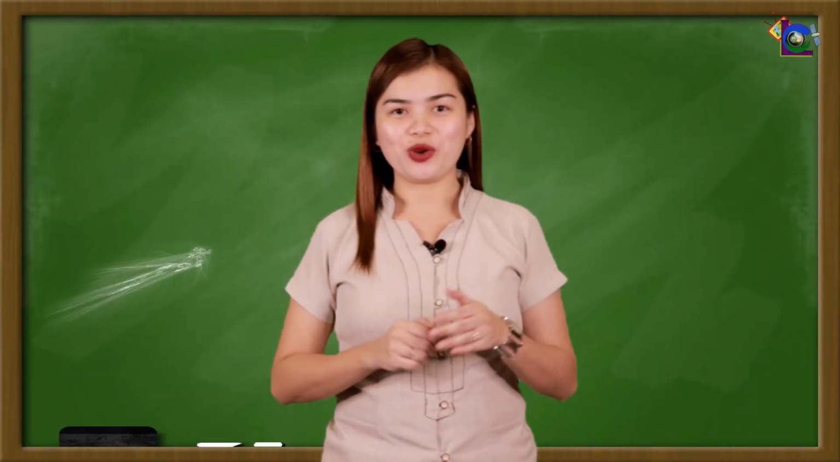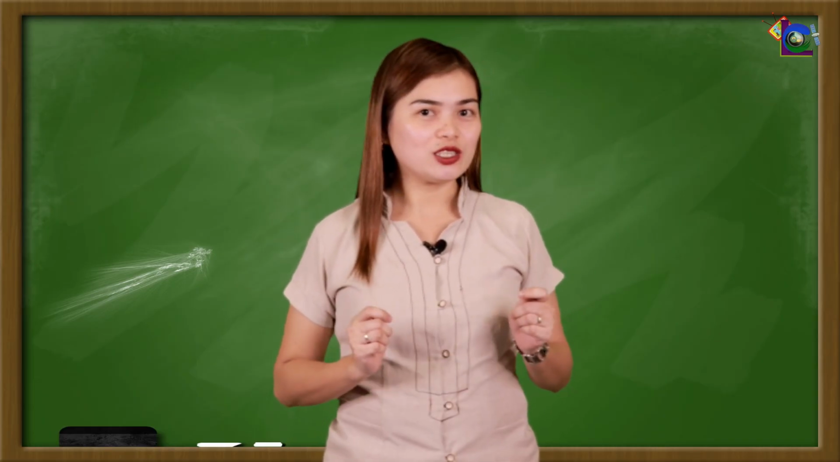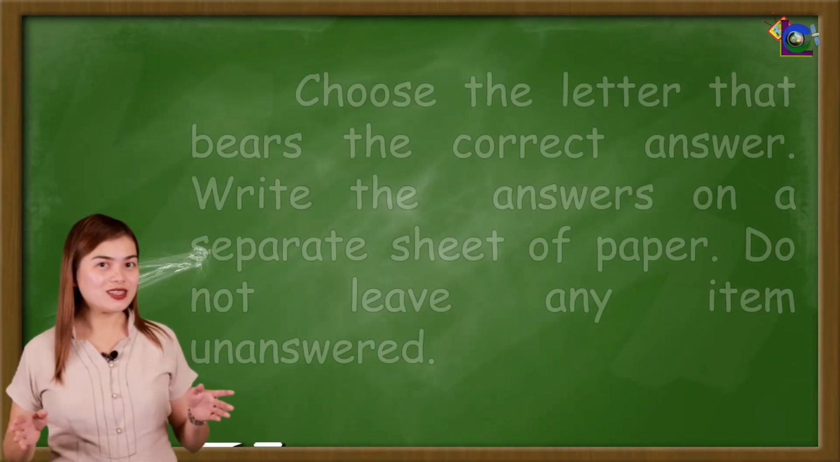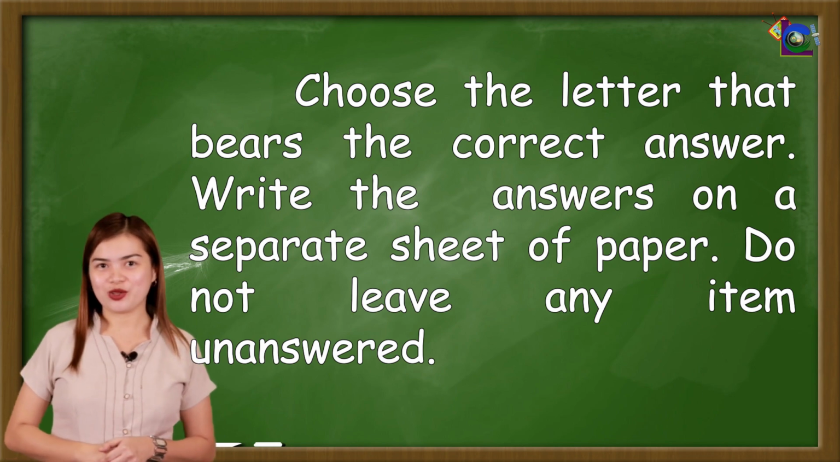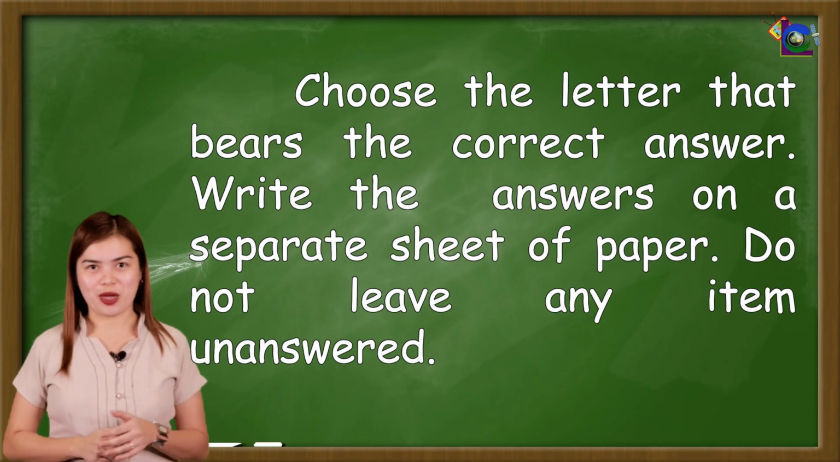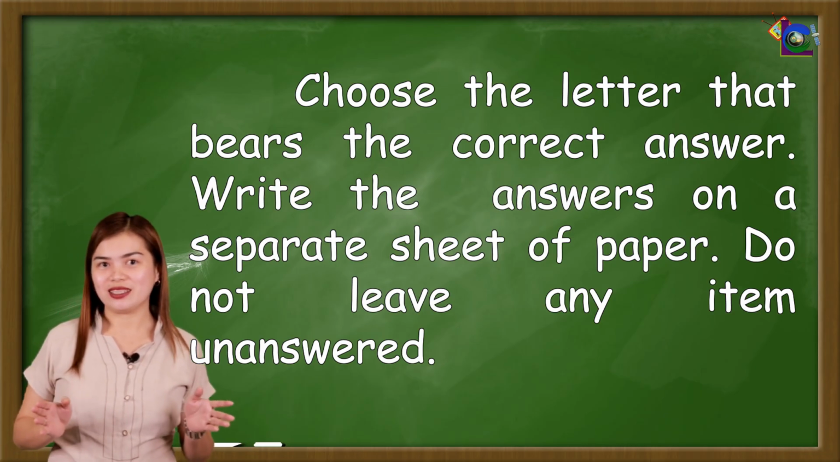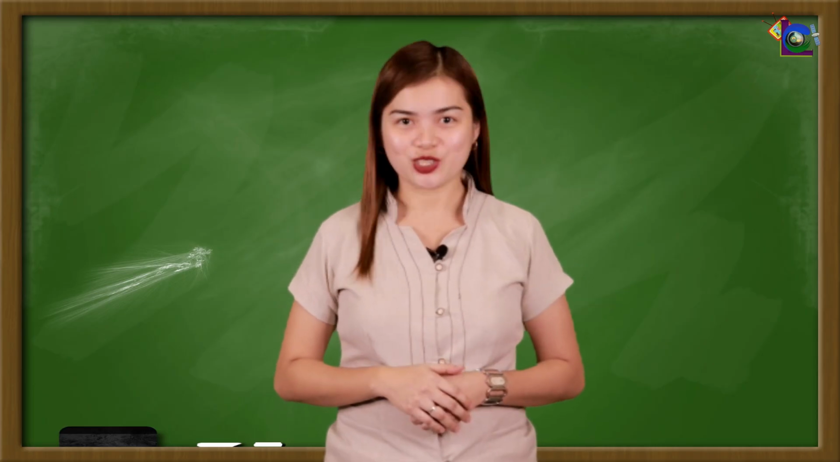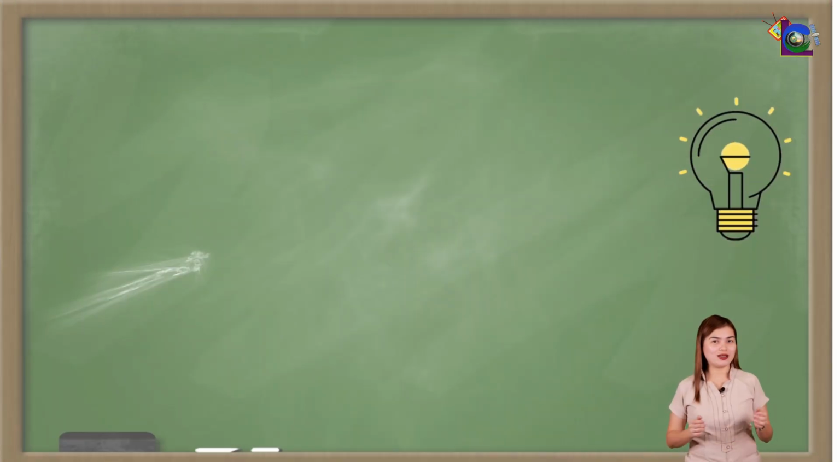Before we head on to our lesson, you will answer a pre-test. Don't worry, your scores will not be recorded. This is just to check how far you have gone in our lesson today. Here are the instructions. Choose the letter that bears the correct answer. Write the answers on a separate sheet of paper. Do not leave any item unanswered. You have 5 seconds for every item to answer. Did I make myself clear? If so, let's start. Question number 1.